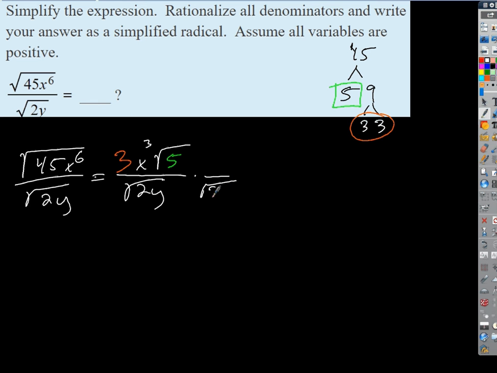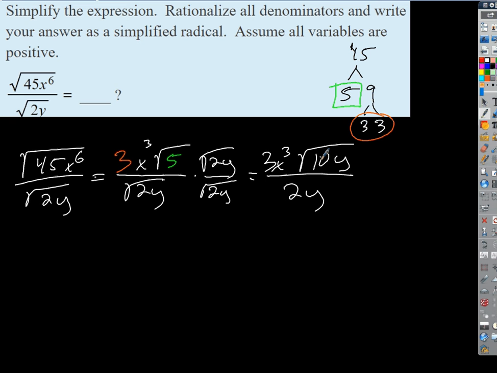So we're going to multiply top and bottom in this case by square root 2y, which gives us what on the bottom? Okay, and on the top, now outside I've already got my 3x cubed. When I multiply everything under the radical, what am I going to get? 10y. That's it. Okay, and I'm stuck there.